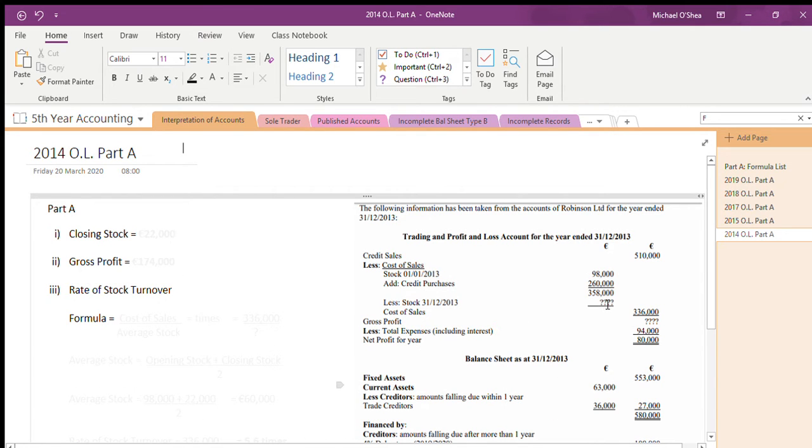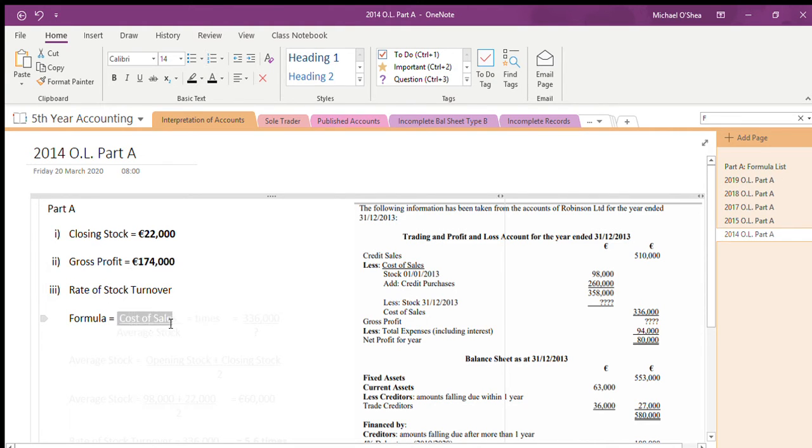They're showing question marks. Well, we're given the cost of goods available for sale, and we're given the cost of sales, and we know that this figure here minus closing stock is 336, so 358 minus 336 is equal to closing stock, which is 22,000. So 22,000. I should have written in the workings 358,000 minus 336,000. Next one, gross profit, same again. Credit sales minus cost of sales is equal to gross profit, the difference being 174,000.